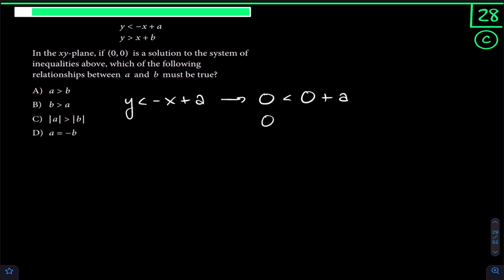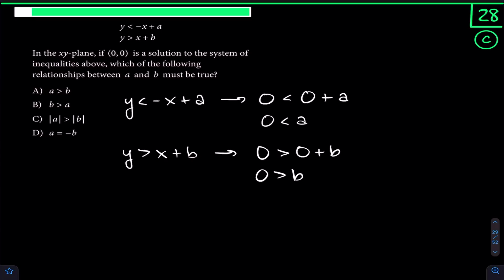And that's going to give me 0 is less than a. Now just do it for the second inequality. Y is greater than x plus b. If I do that, I'm going to get 0 is greater than 0 plus b. And simplifying that, 0 is greater than b.